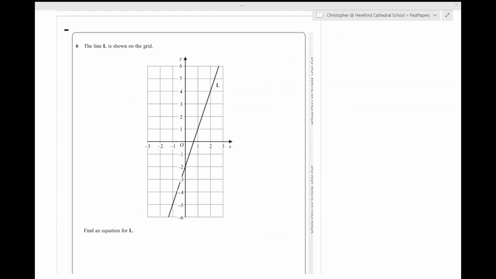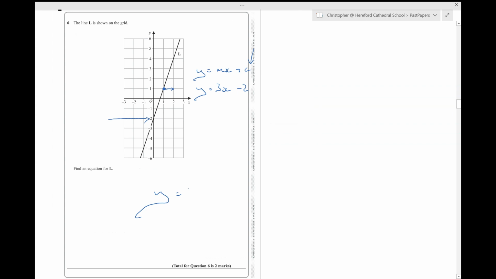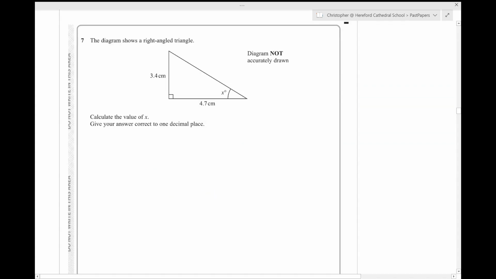Question 6. I need to find an equation for this line L. I can do this using y equals mx plus c, where m is the gradient. So let's have a look at this line and see if we can work out the gradient. What happens if I go from here? If I go 1 along, I go 3 up. So the gradient's 3, so it's y equals 3x. And then the c is the y-intercept, which in this case is minus 2. So my answer is y equals 3x minus 2. That's question 6 done. Question 7.